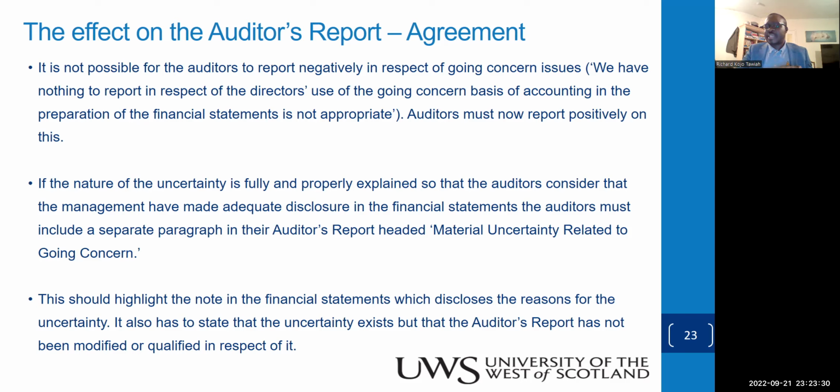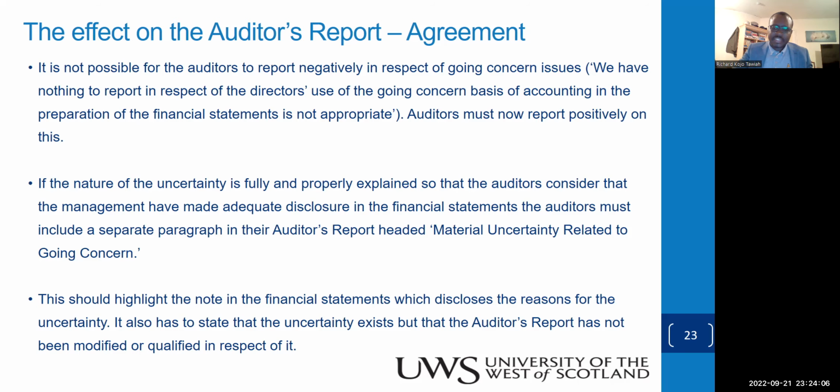So all the justifications and explanations given to us by management, we are okay with it. Include a paragraph in your report under the heading material uncertainty related to going concern, and disclose those things over there. Now, this would highlight the note in the financial statements, which discloses the reason for the uncertainty. It must also state that the uncertainty exists, but that the auditor's report has not been modified or qualified in respect of this material uncertainty.